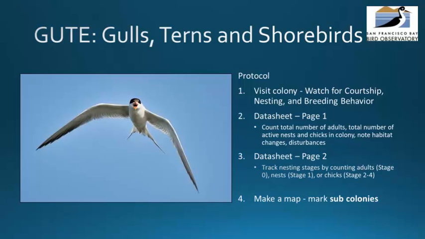The protocol for the colonial waterbird species is: 1. Visit the colony. Watch for courtship, nesting, and breeding behaviors. 2. Fill out the first datasheet, which will have the total number of adults, active nests, and chicks in the colony, and a space to write information about habitat changes and disturbances. 3. Fill out page 2 of the datasheet by tracking the nest stages and counting adults, nests, or chicks. 4. Finally, make a map and mark the subcolonies that you are tracking.